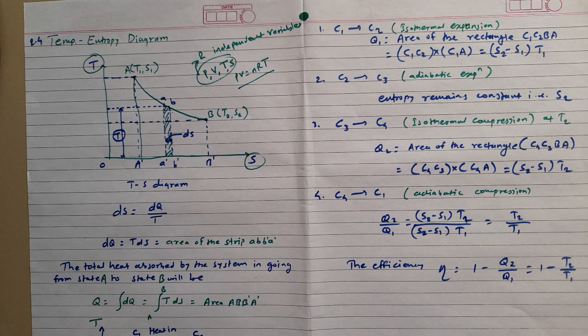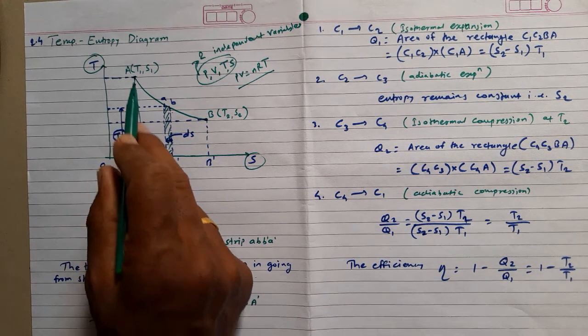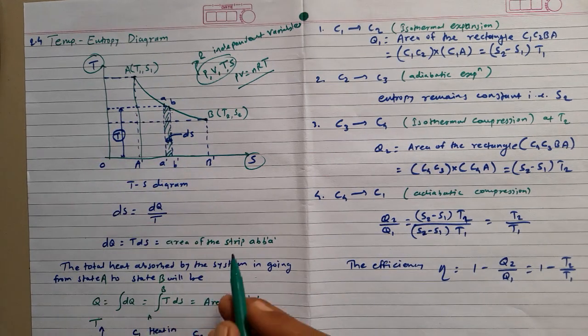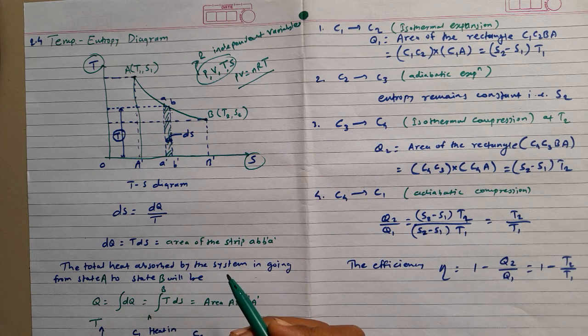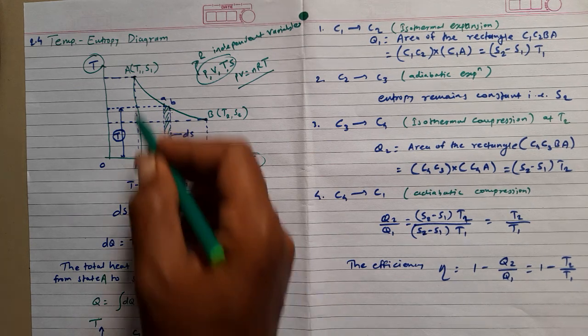So the total amount of heat absorbed by the system when it goes from A to B is given by the area under the T-S curve, bounded by the S axis.